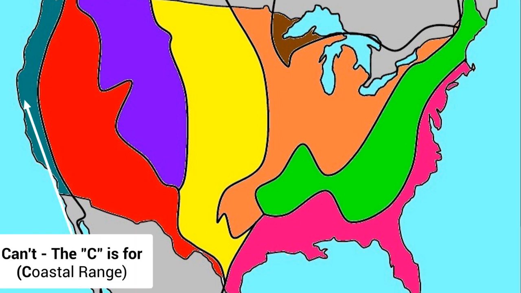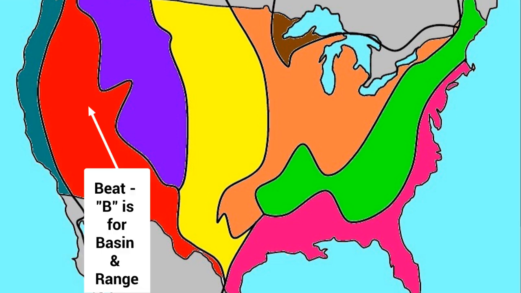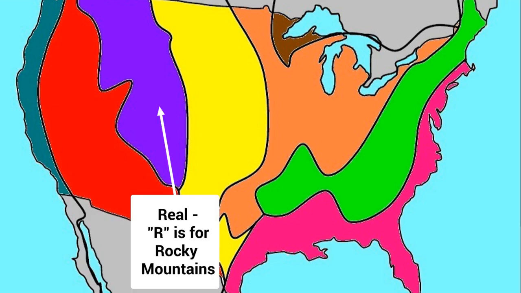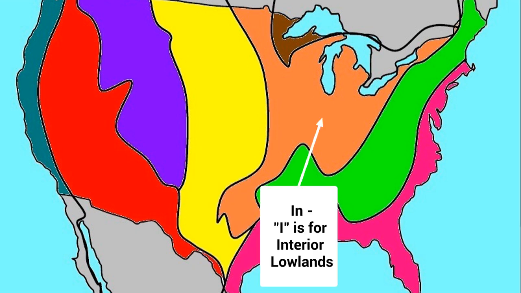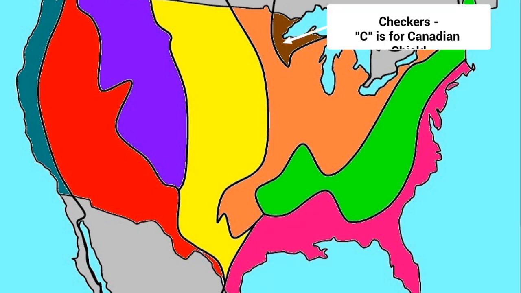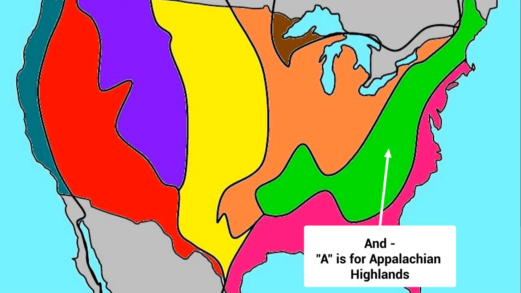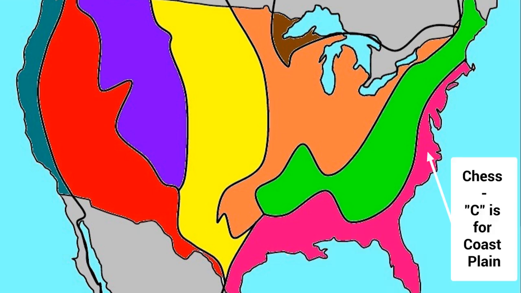The C in can't, that's really for the coastal range. The B for beat, that's for basin and range. The R for real, that's for the Rocky Mountains. The G for gorillas, that's really for the Great Plains. The I for in, that's interior lowlands. C for checkers, that's really Canadian Shield. The A for and is really for Appalachian Highlands. And the C for chess, that's the coastal plain.